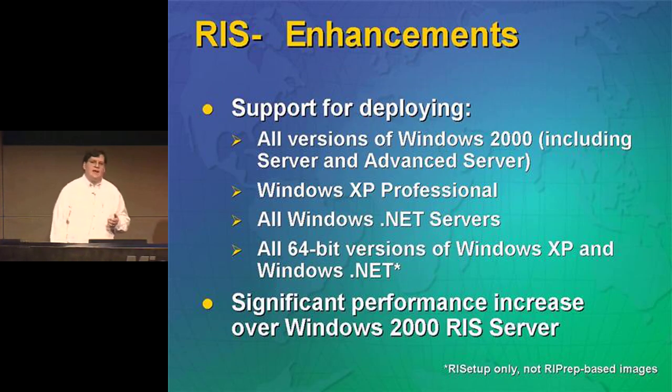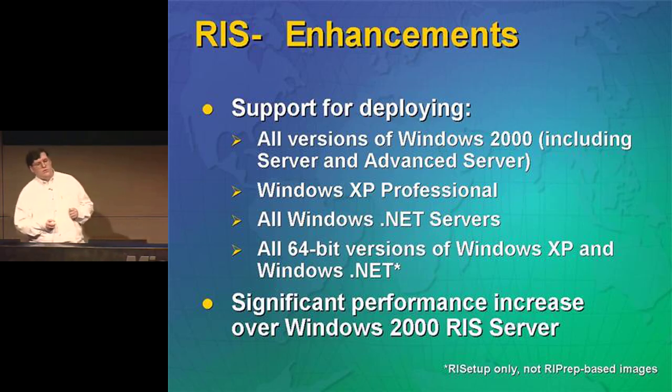So the big thing, the enhancements that we've got coming in .NET Server: we have support for deploying all versions of Windows 2000. This is RIPREP and RISETUP, so we do a scripted and an image-based install in RIS. You can do both of those with all of the Windows 2000 products we have at retail. For Windows XP Professional, we have a hotfix that'll let you do that today with Windows 2000. And we will also be enabling this support for all 64-bit versions of Windows XP and Windows .NET. The important thing to understand there is we will only be doing the scripted support. We won't be doing the image-based support.